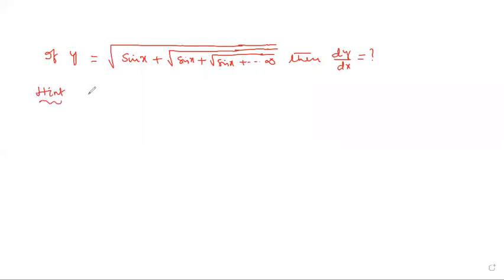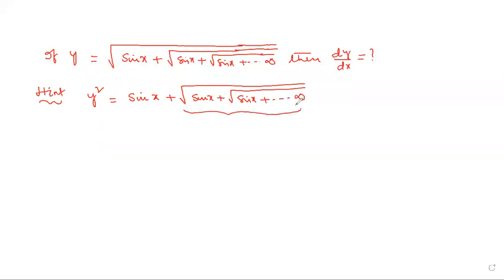By squaring only. Y square: the first root is cancelled, sin x plus root over sin x plus root over sin x up to infinite terms. The root of sin x plus root of sin x up to infinity terms is y, so y square is equal to sin x plus y. Now apply the derivative: 2y into dy by dx, sin x derivative is cos x, and y follows the x rule, dy by dx.